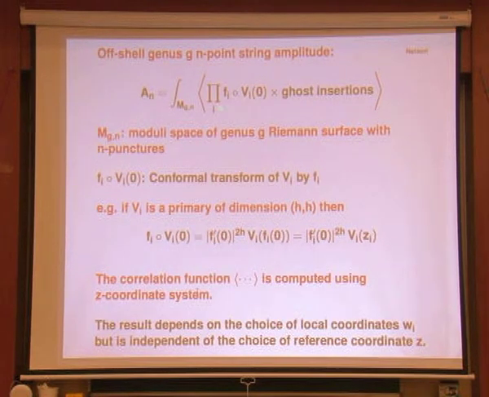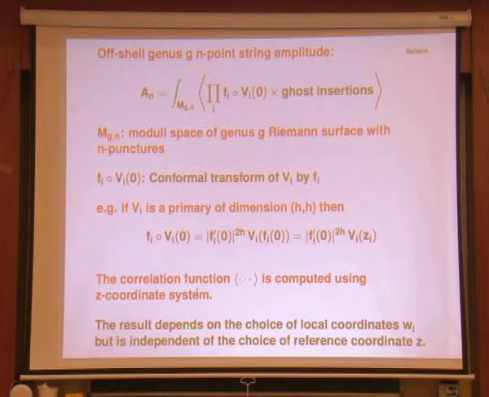So this notation basically means that this is the conformal transform of v_i by f_i. For example, if v_i is a primary of dimension h, then f_i dot v_i is simply given by this formula over here. More generally, the formula is more complicated if v_i is not a primary.